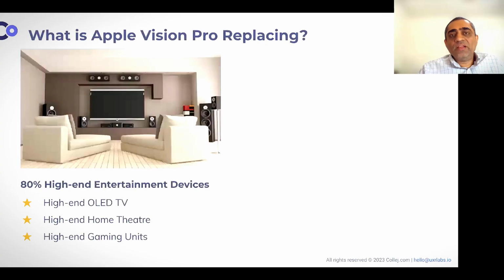But there is a bigger use case that they have. And what is interesting about it is this. So the question that I'm asking is, well, what is it replacing? Okay. The first thing, we just basically went to Amazon and said, okay, what would you get for $3,500? High-end OLED TVs, high-end home theaters, high-end gaming units. So we were seeing, like, a 77-inch LG TV at 4K was going for about $3,500.